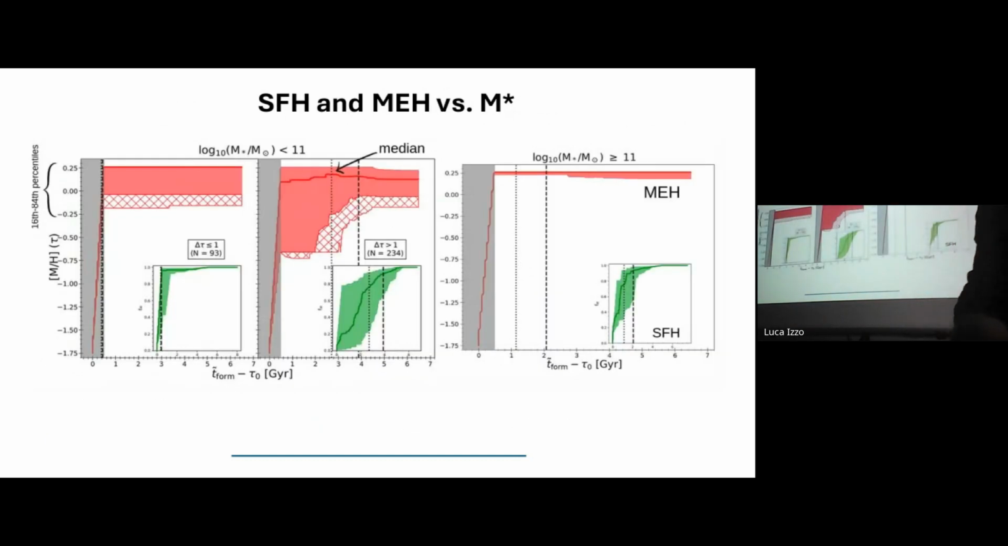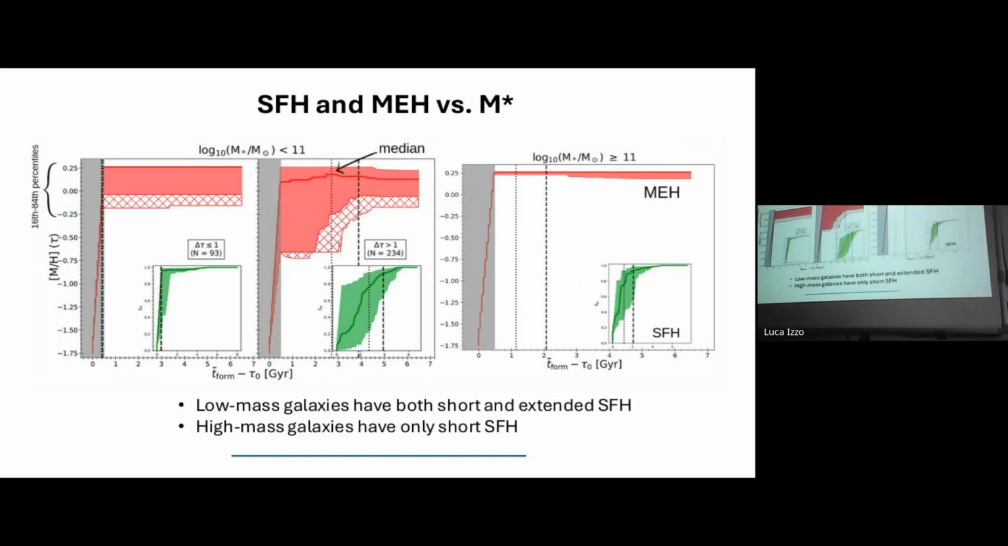We put them together, and we came up with this plot. Here, these two panels on the left are galaxies with stellar masses lower than 10 to the 11, and here more than 10 to the 11. And here in green, we have the star formation history, the average, and 16th and 84th percentiles. And in red, we have the metallicity enrichment history. The first thing you can notice is that while at high masses, we always have very short star formation histories, at low masses, we can have both short and extended star formation histories. And so this is the first interesting point, which is in good agreement with other works.